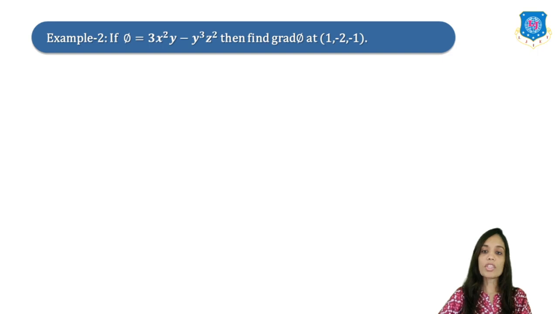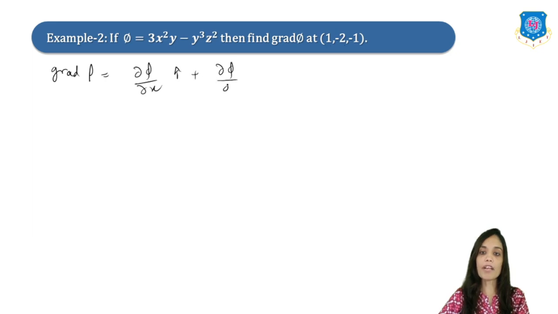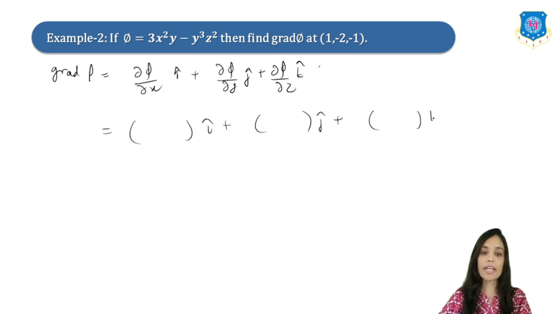If phi is equal to 3x square y minus y cube z square, then we have to find the gradient of phi at point 1, minus 2, minus 1. So let us again write the formula of gradient of phi. It is del phi by del x i cap plus del phi by del y j cap plus del phi by del z k cap. So now we have to write the answers of the derivatives with respect to x, y and z. So let us write the answer of del phi by del x. Here these two are constant, so here we have to evaluate only this quantity. So it will be 6xy, right?